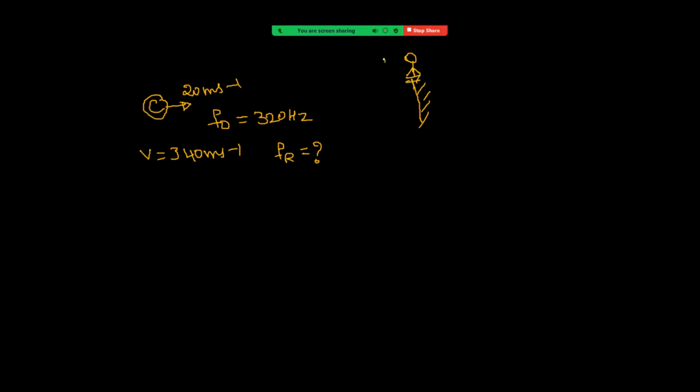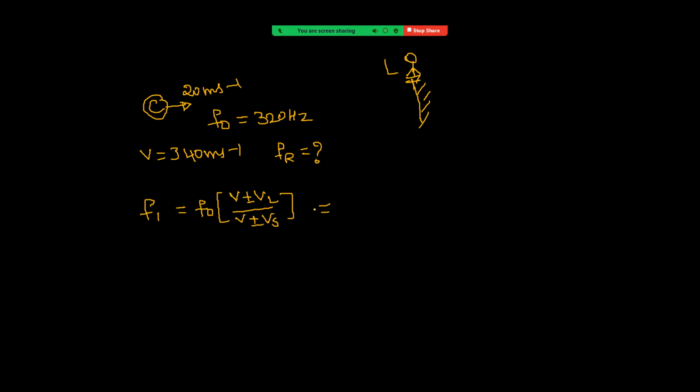Now this person becomes the listener. The car is becoming the source. So the listener is stationary, the source is moving. Then the frequency observed by the listener, let us take that as F1. F1 equal to F0 into, so we have the relation, (V plus VL) by (V minus VS), right?